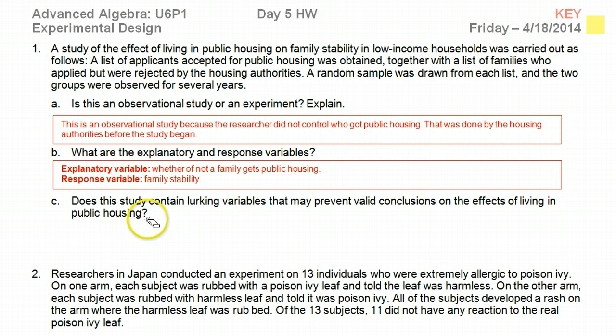Now, the reason why they don't do it that way is it's seen as unethical to just randomly say, okay, you guys get public housing and you guys don't. So these are human beings and they have lives. So just to deny people public housing just for the benefit of a study, it's not seen as ethical. So that's why they don't actually do it that way.